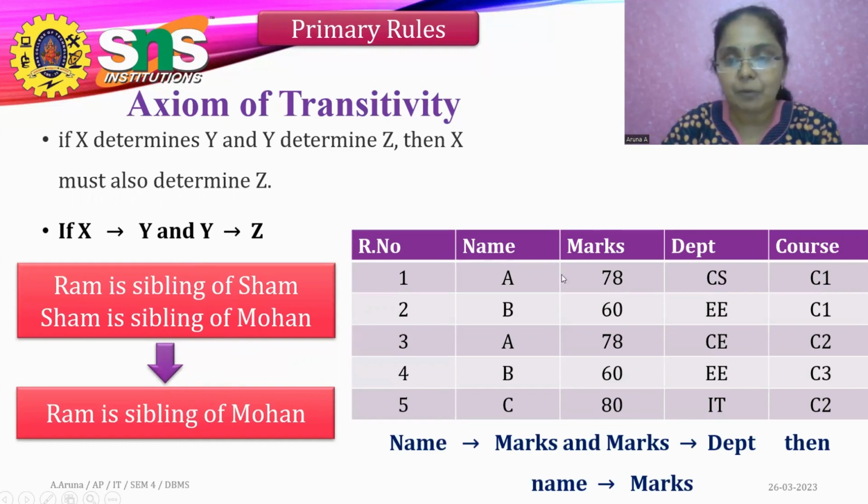For that, I quoted one example: name tends to mark. By using a name, we can identify mark. By using a mark, we can identify a department, which means definitely by using the name, we can identify the department of the particular student. So this type of axiom, this type of rule, we call transitivity.